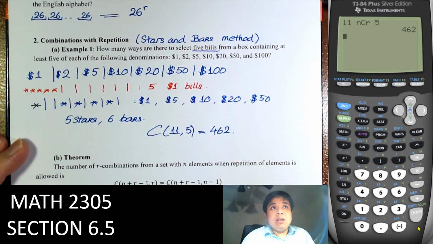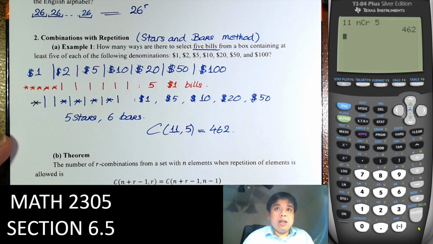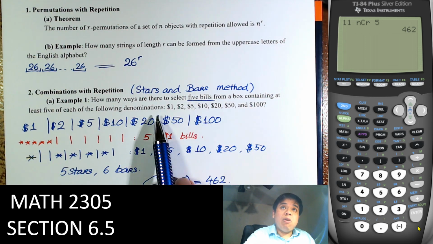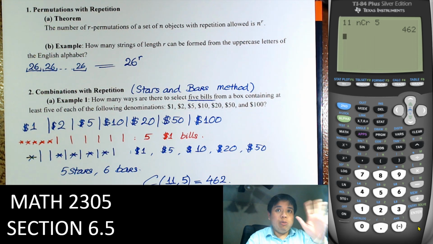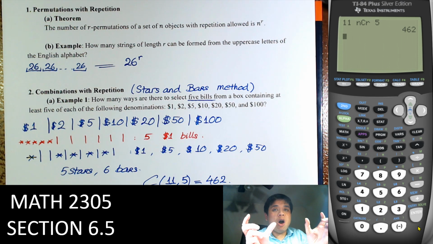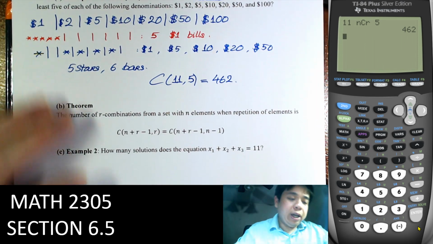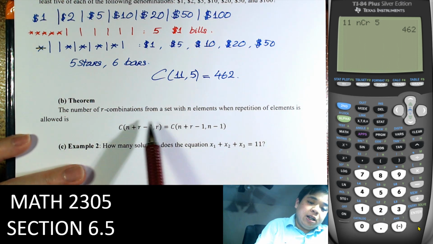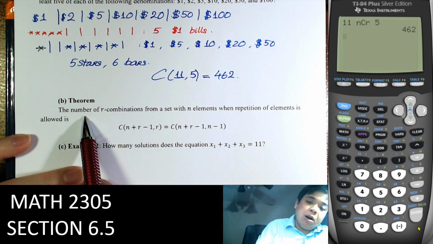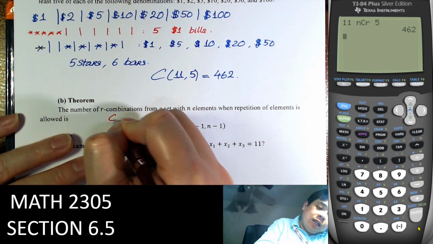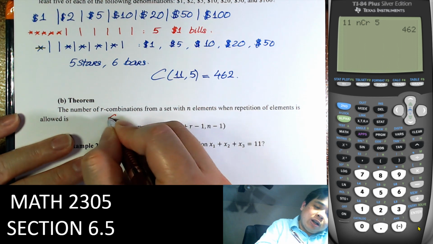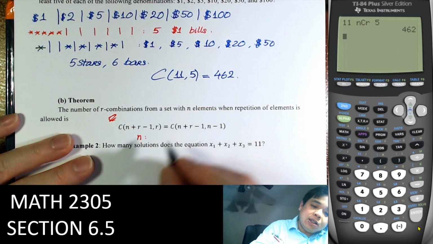Remember, the number of stars and the number of bars equal how many we choose from. How many choices do we have, minus 1? How many do we have to choose? What are the options? So the number of choices plus the number of options, minus 1. So here, in the theorem, we said the number of combinations where repetition is allowed is equal to C(n + r - 1, r). In this case, n is the number of options.